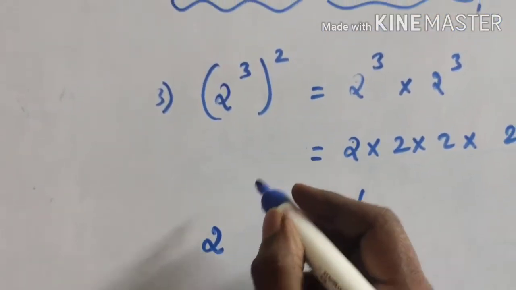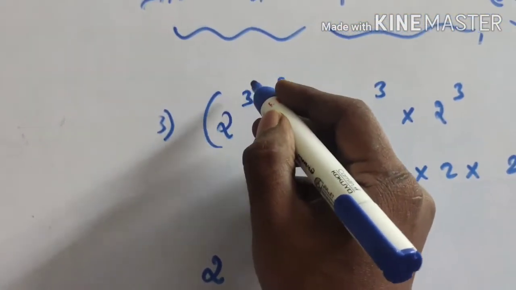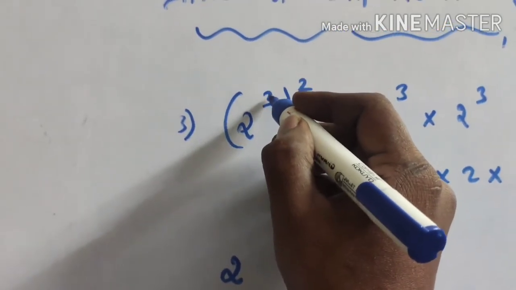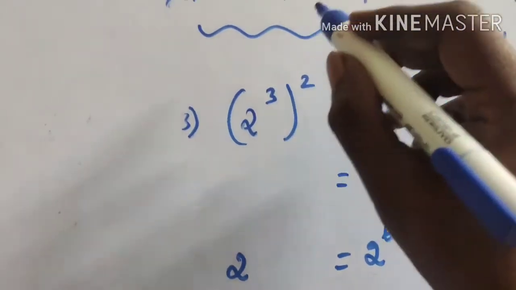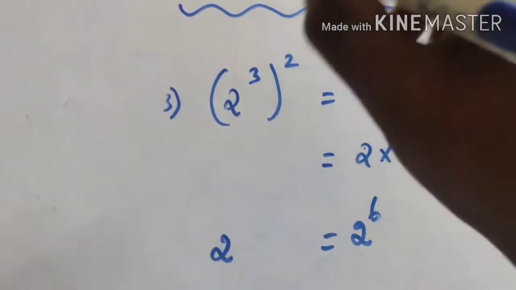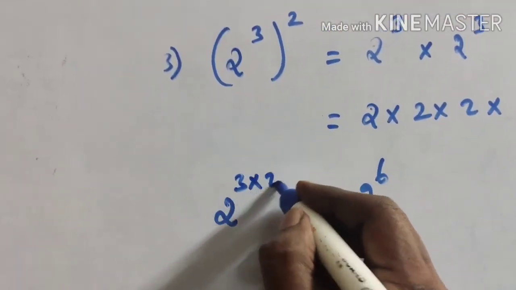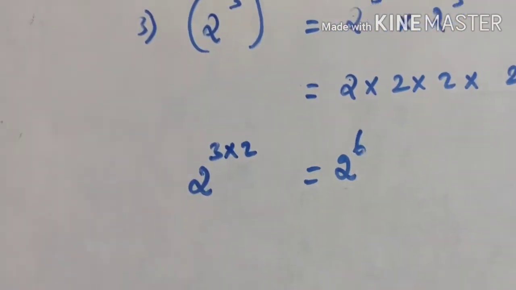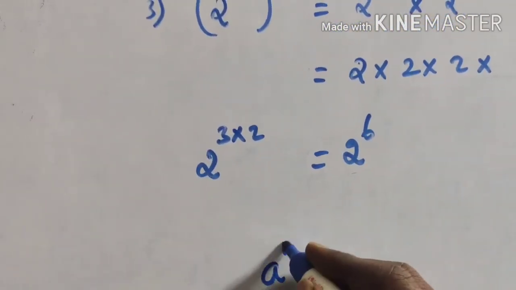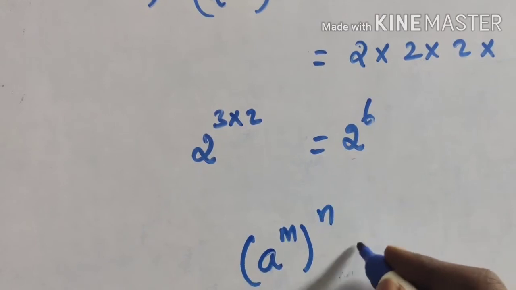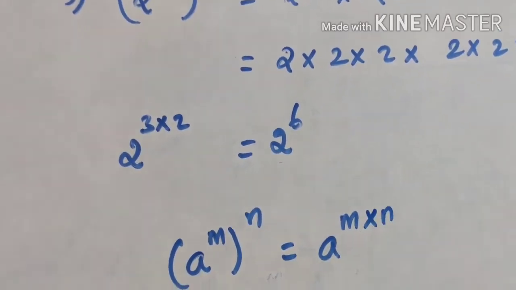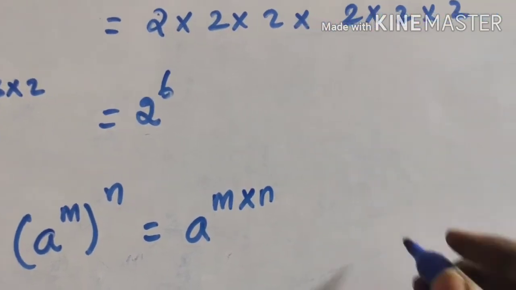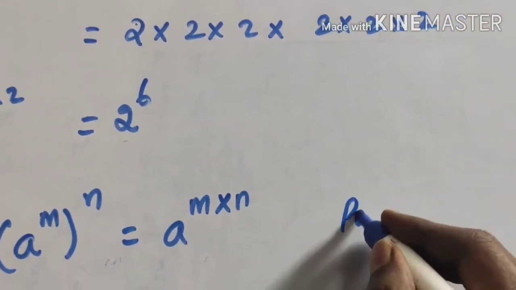So what we have done is, the powers we have multiplied. See here, there is already power 3, and to the whole power another power 2 is there. So power and power will get multiplied, 3 into 2. That's what we got here, 6. So in general we can write a power m to the whole power n equal to a power m into n. This rule is called the power rule.